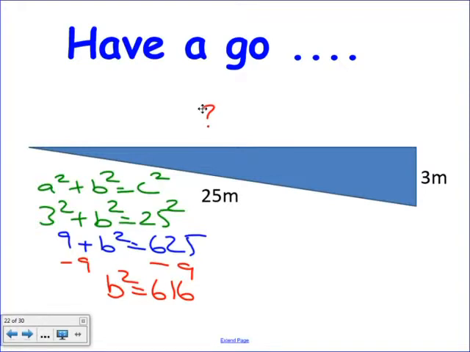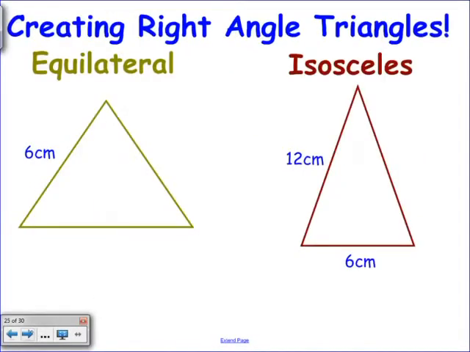Final bit. Square root. Square root your B to leave B on its own. What you do to one side, you have to do to the other. Square root of 616, 24.8. Perfect. Enough of them and ladders.